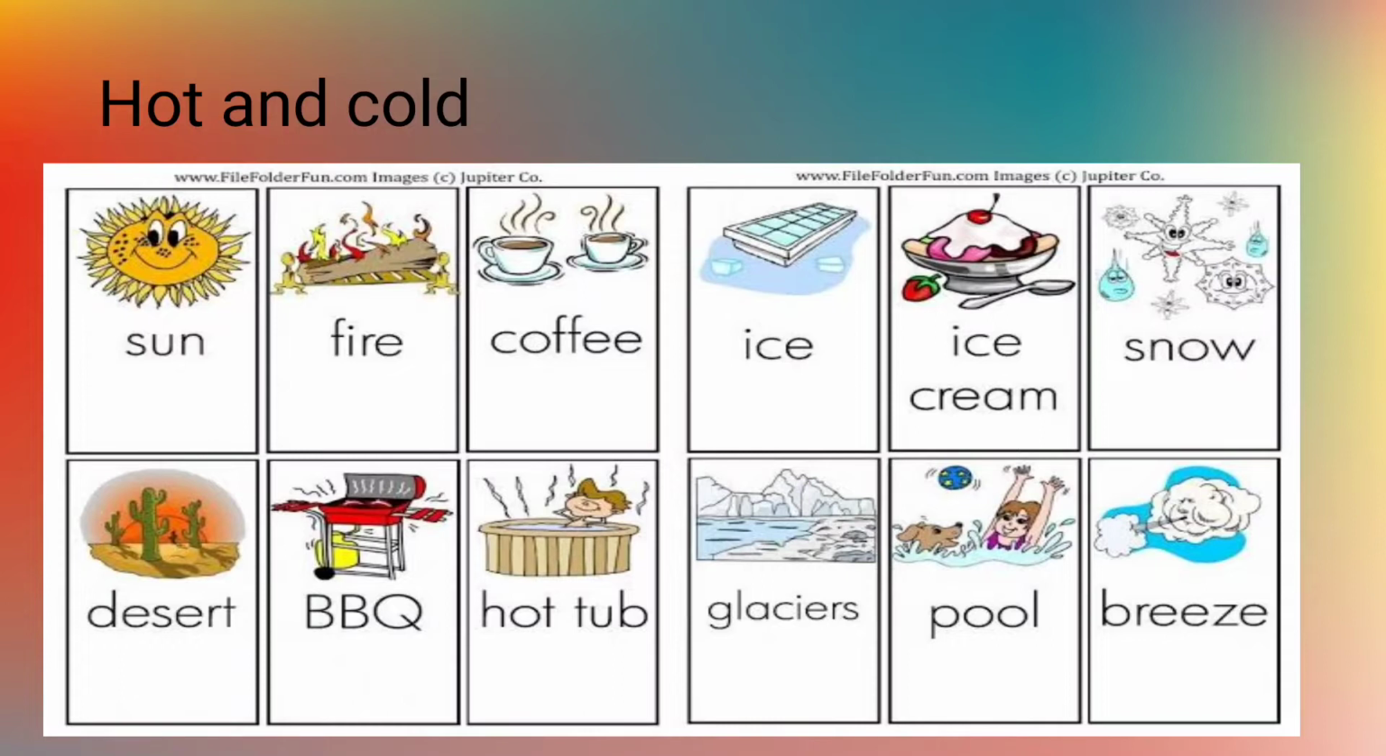Sun, fire, coffee, dessert, barbecue, hot tub. These are all hot objects. Whereas ice, snow, ice cream, glaciers, pool, and breeze are cold objects.